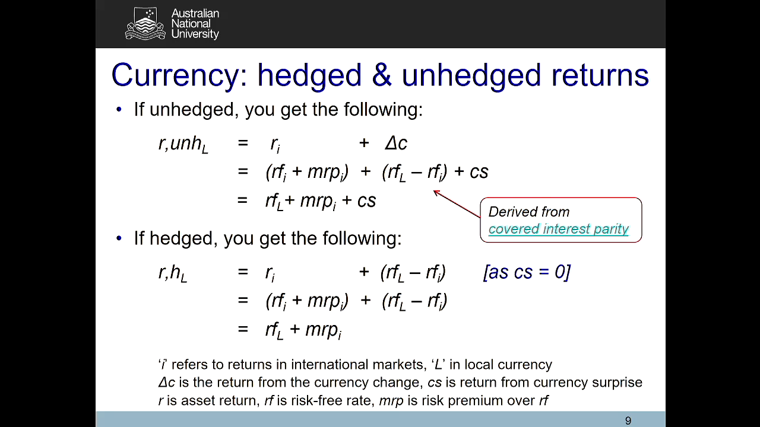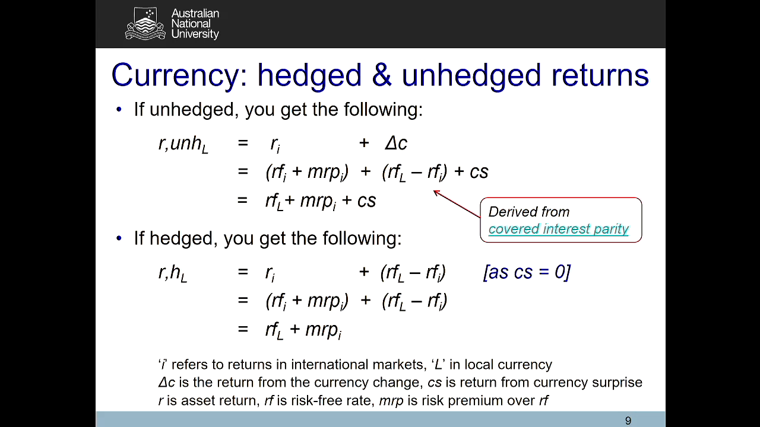If we start with just the return on the overseas investment in the overseas currency, RI, this can be split up into the overseas risk-free rate plus the overseas market risk premium. In the bracket, this is the CAPM, assuming a beta of 1, right? We're not going to worry about things like beta here. This is an approximation, but it's to show how we can isolate the different drivers. Okay, so assume a beta of 1, which it would be if it was a passive exposure. The overseas risk-free rate plus the overseas market risk premium gives you the overseas return.